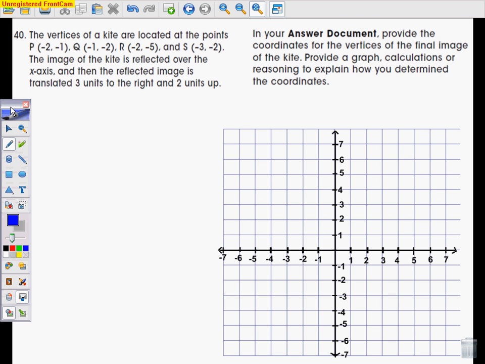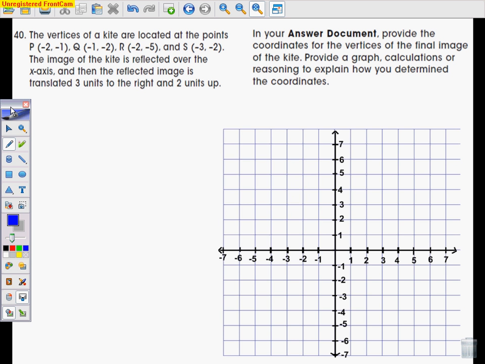Number 40. The vertices of a kite are located at the points P(-2, -1), Q(-1, -2), R(-2, -5), and S(-3, -2). The image of the kite is reflected over the x-axis. Then the reflected image is translated 3 units to the right and 2 units up. In your answer document, provide the coordinates for the vertices of the final image of the kite. Provide a graph, calculations, or reasoning to explain how you determine the coordinates.